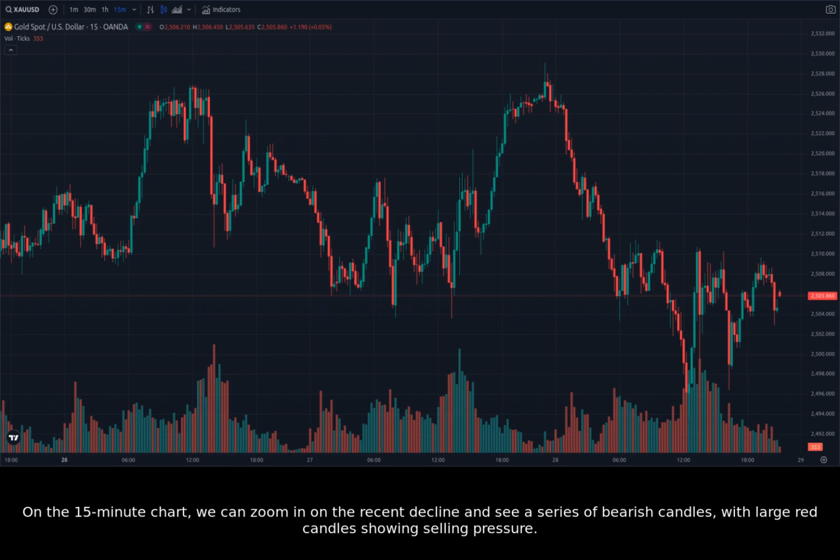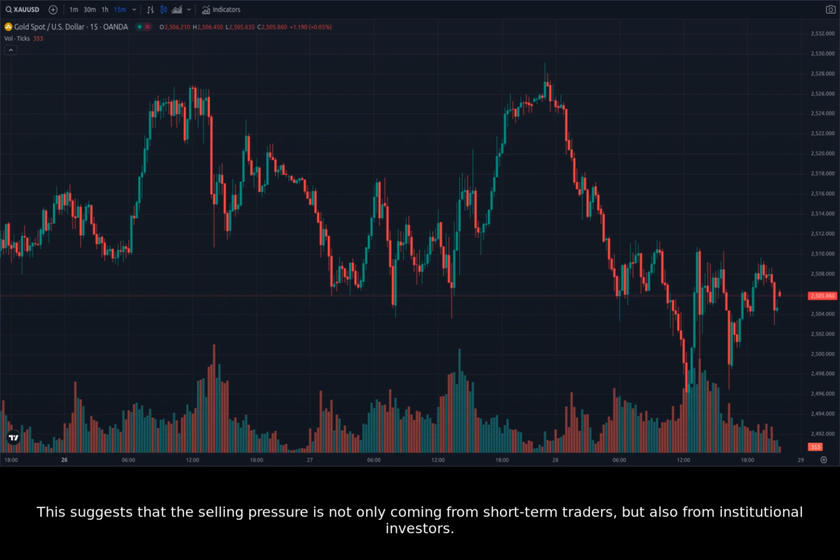On the 15-minute chart, we can zoom in on the recent decline and see a series of bearish candles, with large red candles showing selling pressure. This suggests that the selling pressure is not only coming from short-term traders, but also from institutional investors.